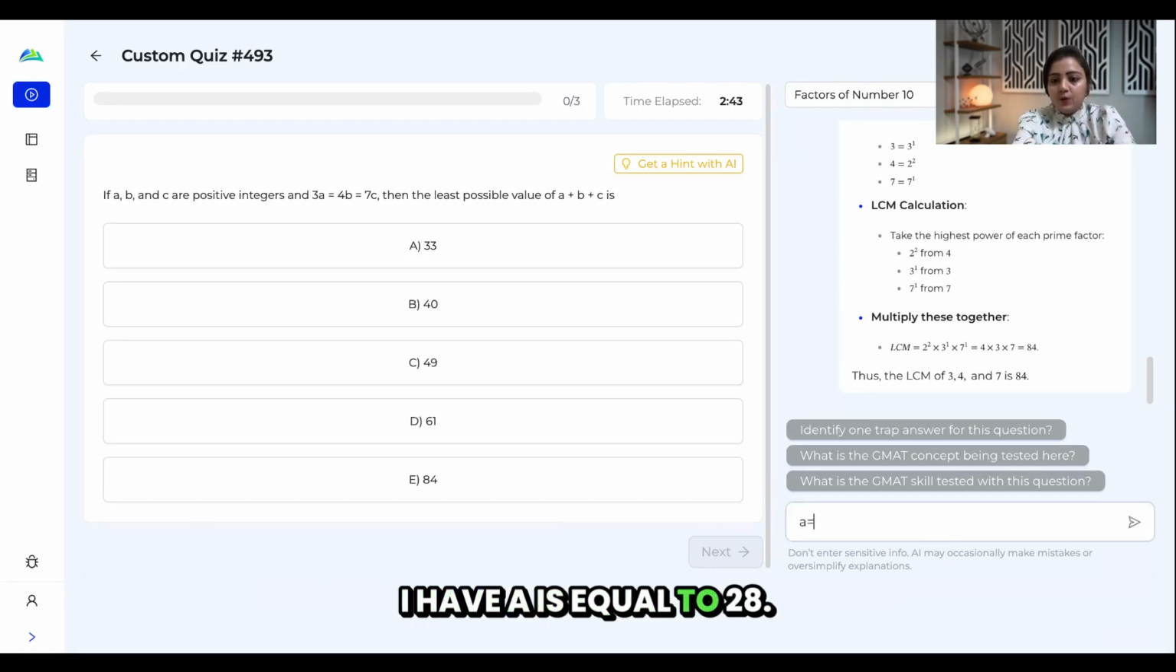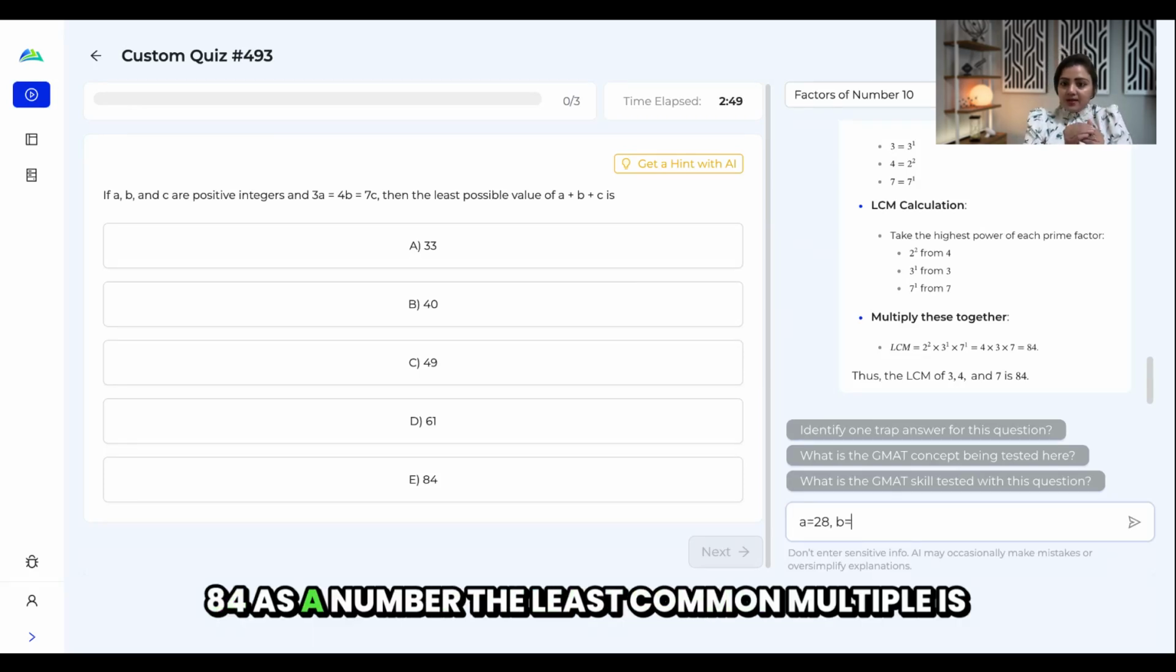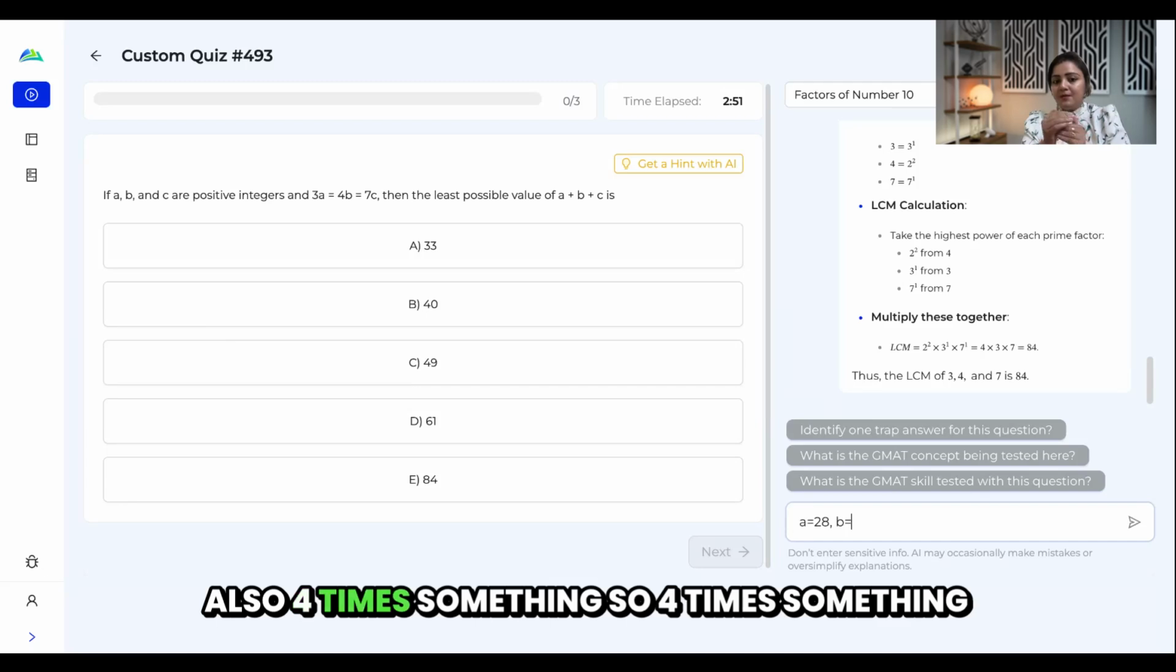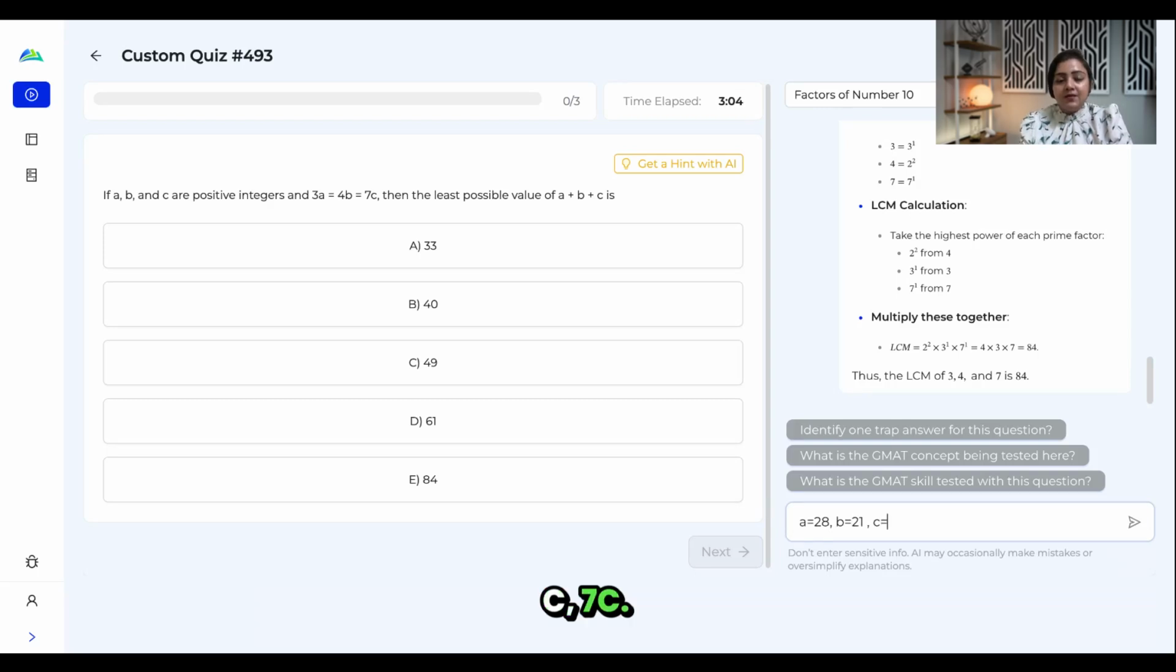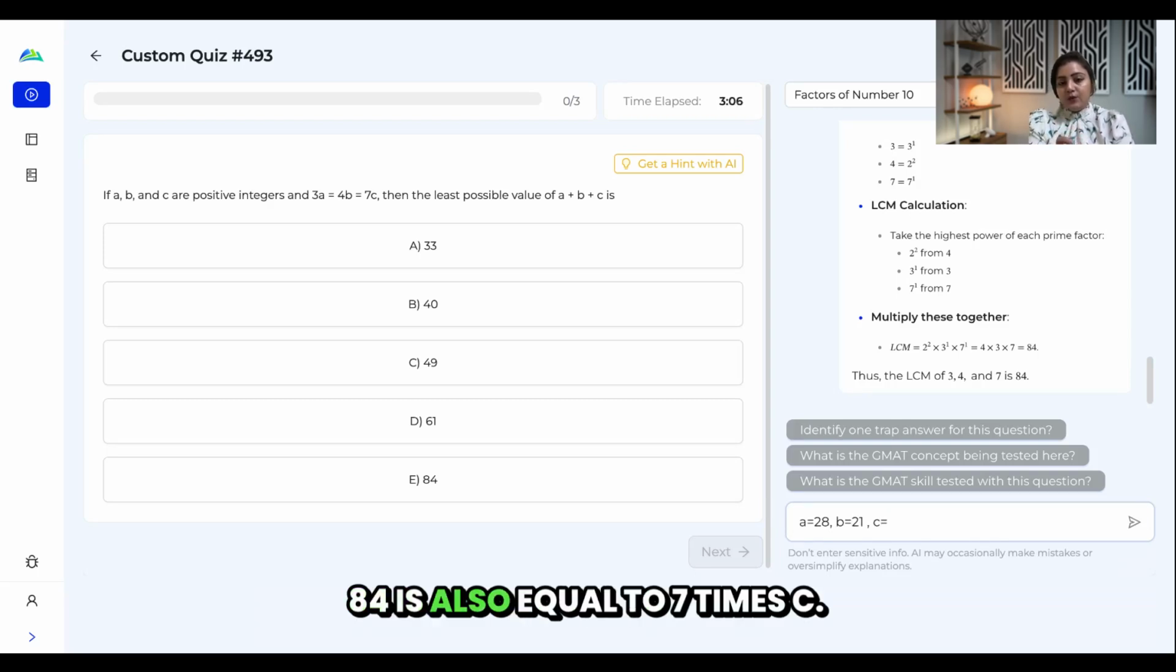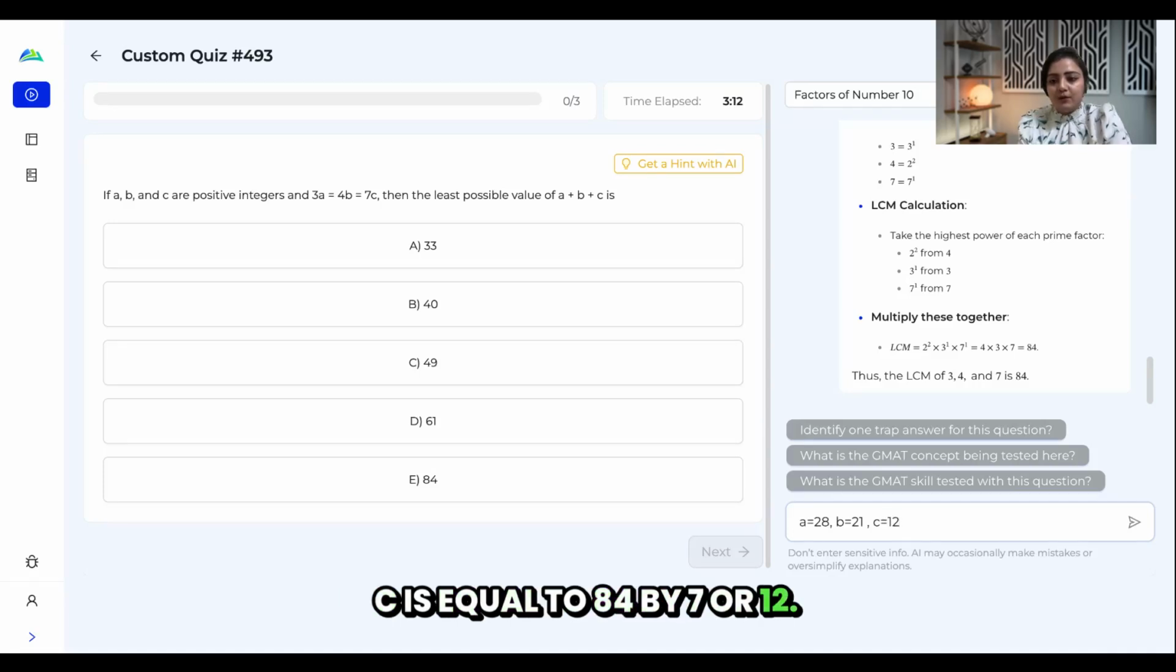I have A is equal to 28. Now what about B? 84 as a number, the least common multiple, is also 4 times something. So 4 times something is 84. The something or the unknown or the value of B here is 84 divided by 4 or 21. C, 7C. 84 is also equal to 7 times C. C is equal to 84 by 7 or 12.